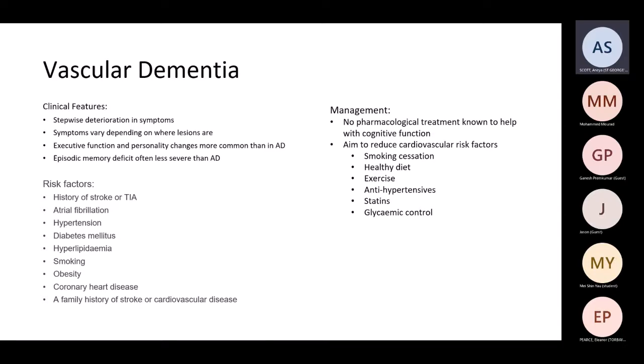If the question really heavily hints at cardiovascular risk factors, then they're probably trying to get you to think about vascular dementia. And in terms of the management, there's no pharmacological treatment that's known to help. The aim of your treatment really is to just reduce the cardiovascular risk factors. So if they smoke, try and get them to stop, get them to eat a healthy diet, exercise, put them on some antihypertensives or statins, and get their diabetes under control.